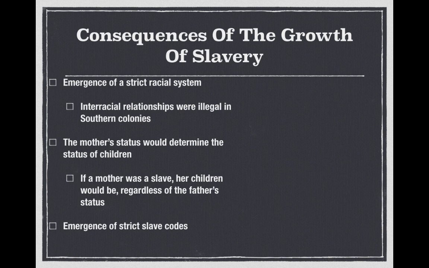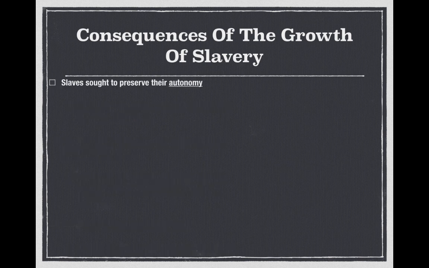We would see the emergence of strict slave codes. Laws to regulate the behavior of slaves would be developed. One thing that slaves are going to want to do is preserve their autonomy. And if you could circle this word for us, please, and this means independence or self-rule. They're going to want to have some sort of control over their situation.